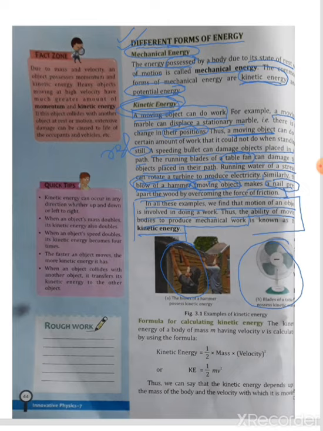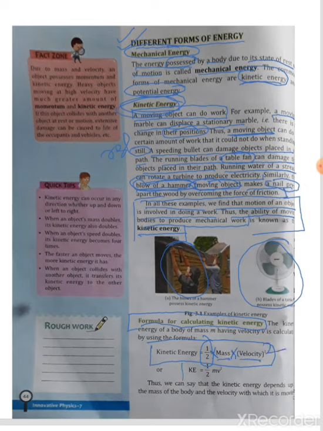Now, what is the formula to express or calculate kinetic energy? Here we have the formula for calculating kinetic energy, and the formula is: kinetic energy is equal to half, here 1 by 2 means half, multiplied by mass into velocity square.